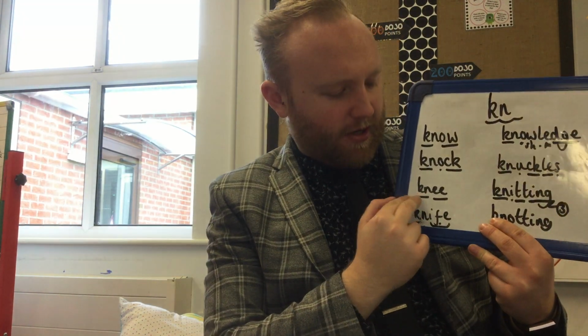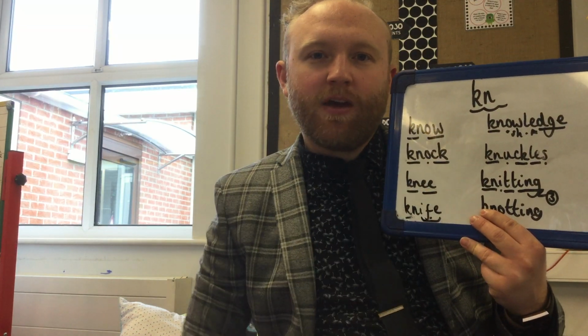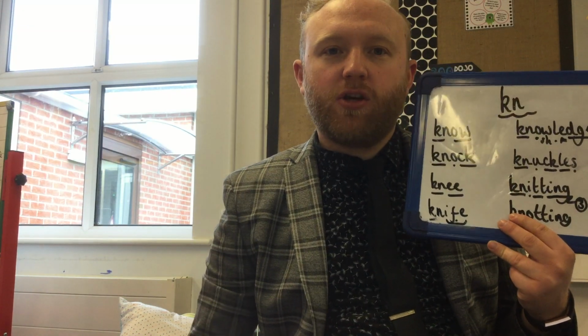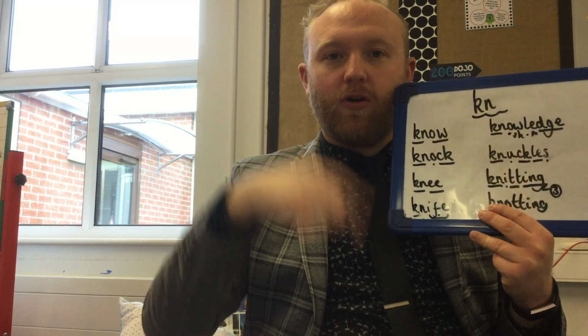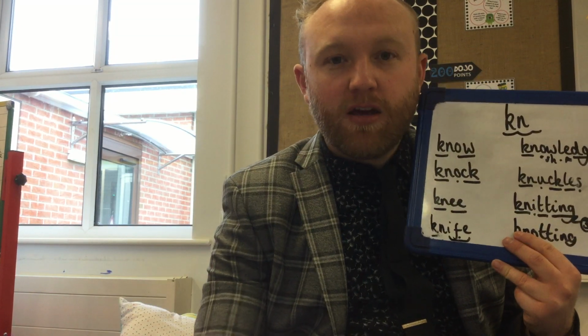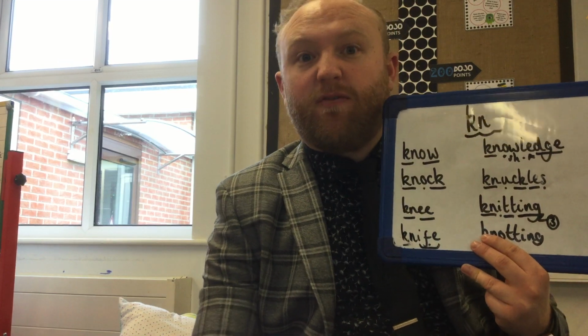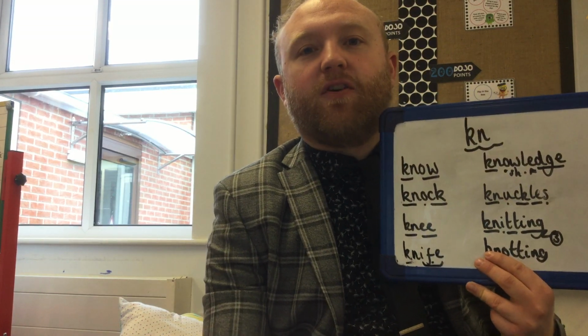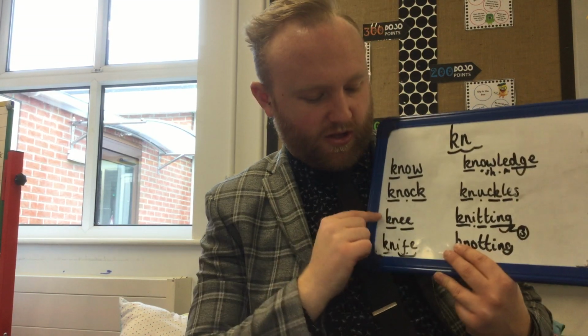Next one we've got is N-E, knee. So a knee is the part that connects the two parts of your leg. So it means that you can move your leg from being straight to moving it with the joint just there. See if you can find your knee. Sometimes people fall over, and when they fall over, they graze their knee because that's the first thing that hits the ground. Okay, so that's knee.